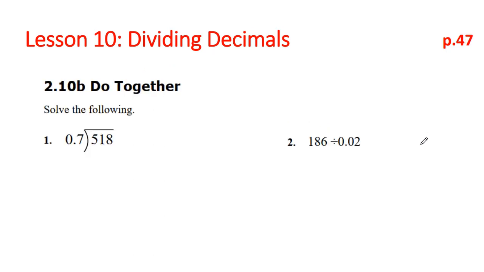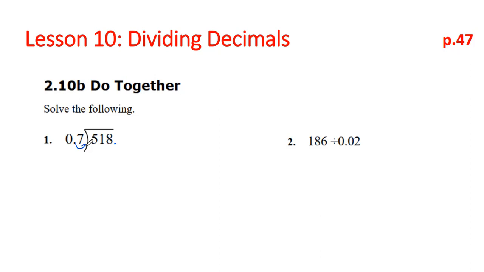So now let's move our decimals so that we can make these problems manageable for long division. Number 1, we have 0.7 into 518. Because we have a decimal in our divisor, we need to get rid of it by moving it out to the right 1 decimal place.